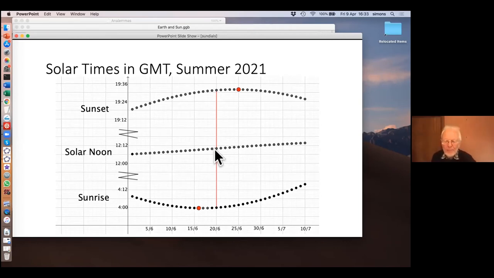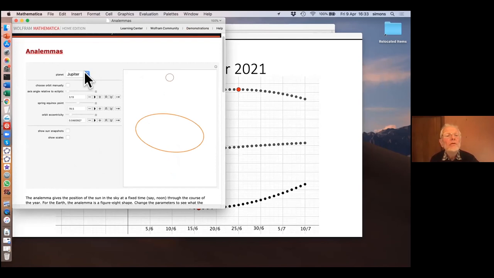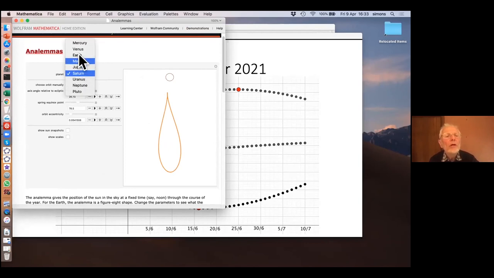And something similar happens at the equinox, of course. Okay, now then, let's head out into space. So this is a nice little app you can download from the Mathematica website, showing the analemmas rather than the equation of time. And it shows you them for different planets, which is quite fun. There's Jupiter. Saturn's quite fun. Sort of teardrop shape. Okay, let's go back to Earth.